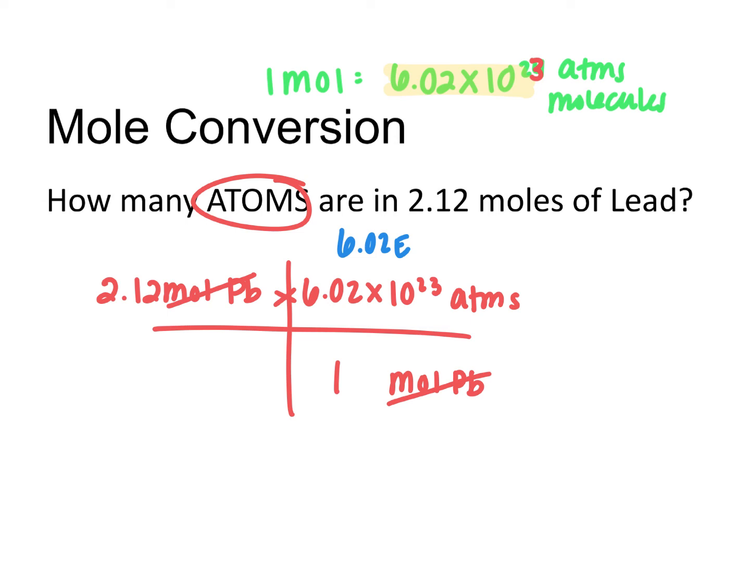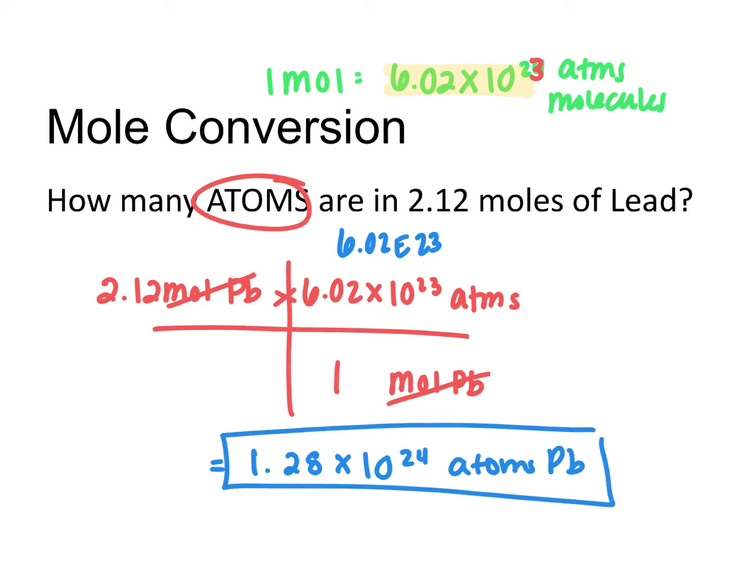You're going to have an E populate, and then you're going to have to type 23, and that's how you're going to put that in your calculator. Now, when I multiply these together, I do 2.12 times my 6.02 EE23, and I will be left with 1.28 times 10 to the 24th atoms of lead.